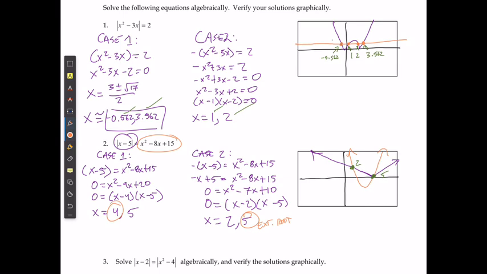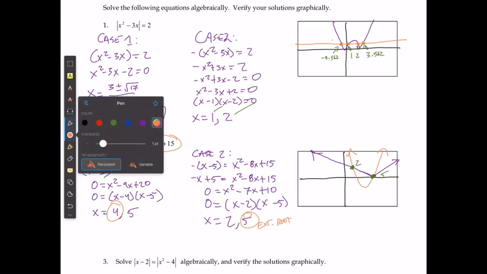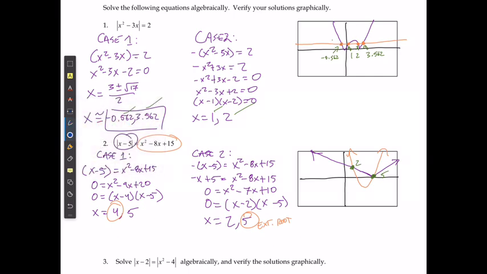Where would that extraneous root actually exist? Well, if this line for the positive version kept continuing on in this negative direction, then I would have theoretically had that point hit, but because it doesn't, that's where my extraneous root was created.